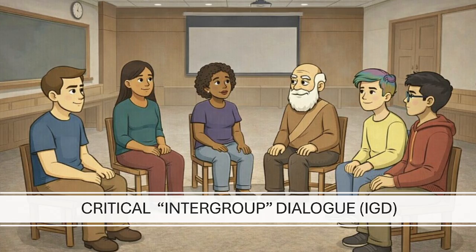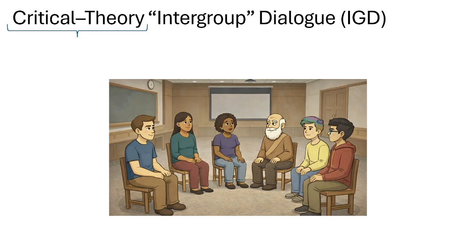The next topic that we want to contrast with Socratic dialogue is critical intergroup dialogue. This is a dialogue type that comes out of critical theory. The most standard form of it in universities is the Michigan model. We're not going to concern ourselves too much with the details, but we'll get a sense of why it's different from debate and Socratic dialogue, even though it has a lot of similar elements.